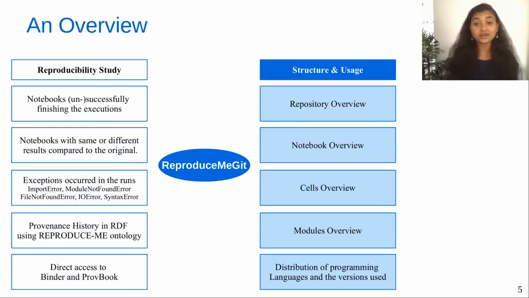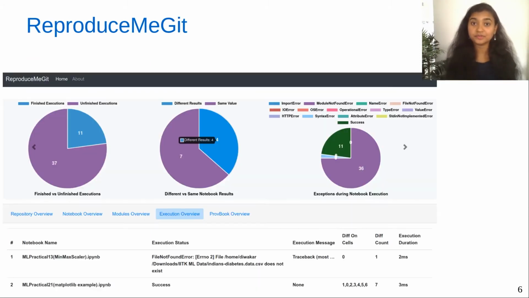For the analysis of the structure and usage, it provides information on the repository, notebooks, cells, modules, distribution of programming languages, and the versions used. It also presents a visual representation of how users execute the cells in the notebook.